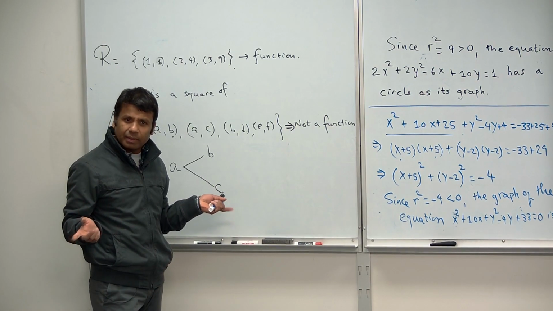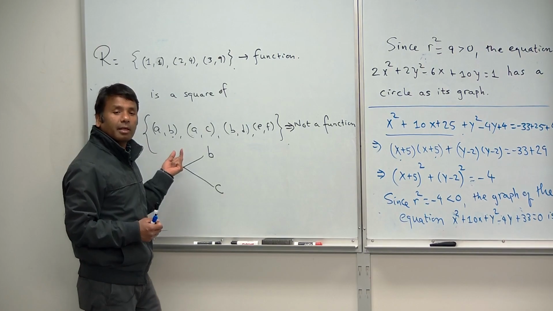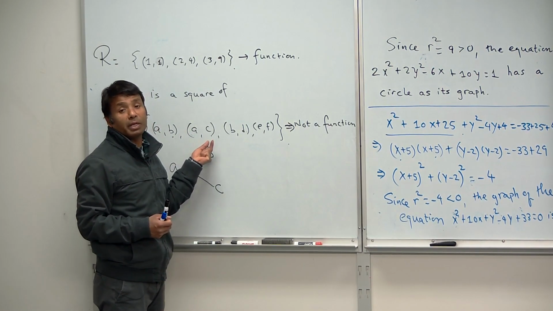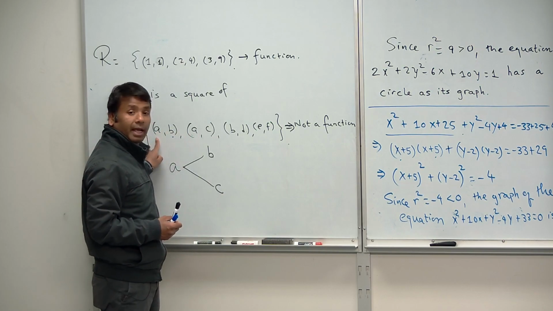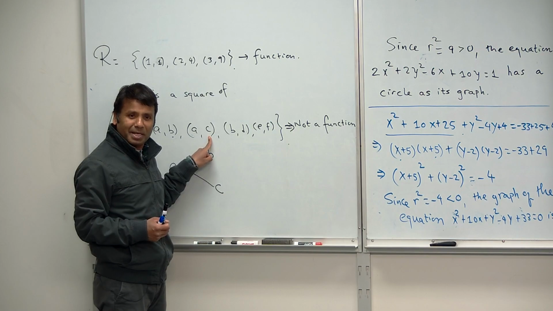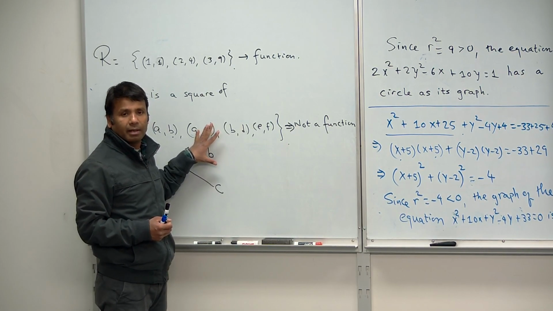Make sense? Or you can say that in the list of ordered pairs, the x values cannot be repeated. The x value a is repeated here, right? That makes sense? So this is not a function. Okay?